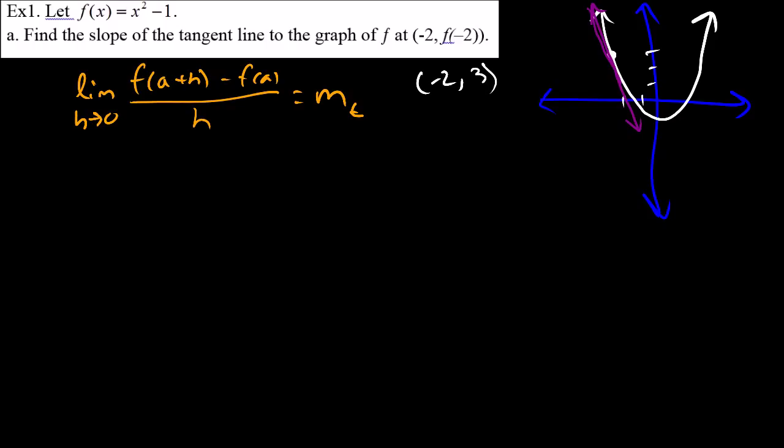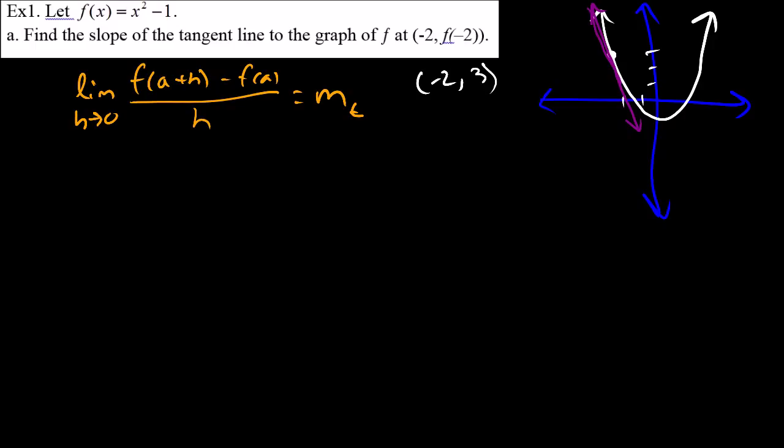As a review, this is our secant slope, and as we make h smaller and smaller, it becomes our tangent slope. So it's the secant slope, and then we just add the limit to it. So what does that even mean? What are we even doing here? All right, so let's dive into it.